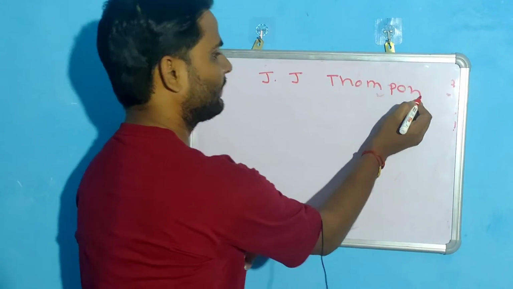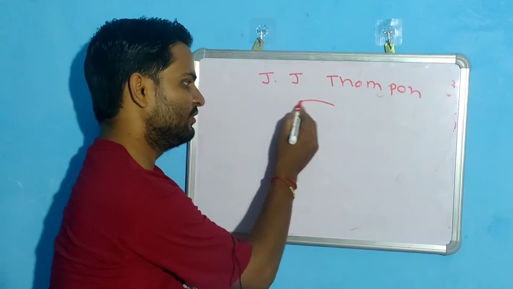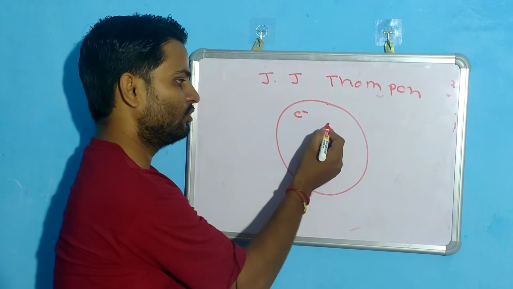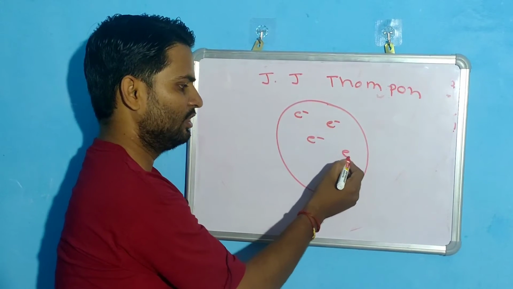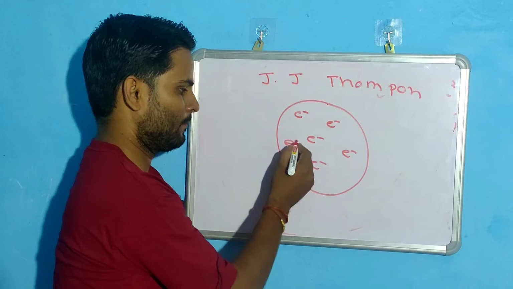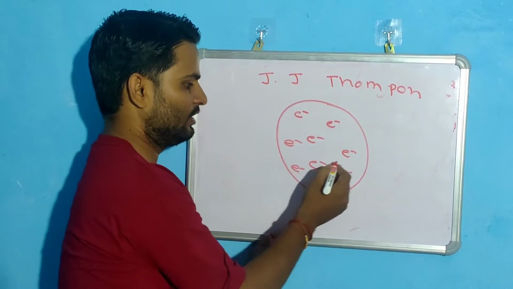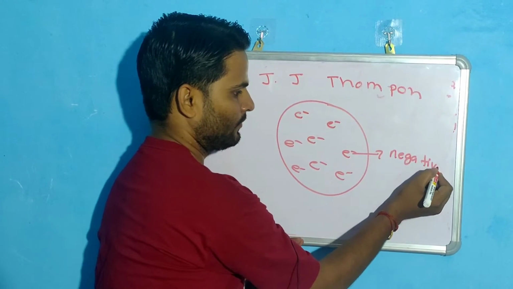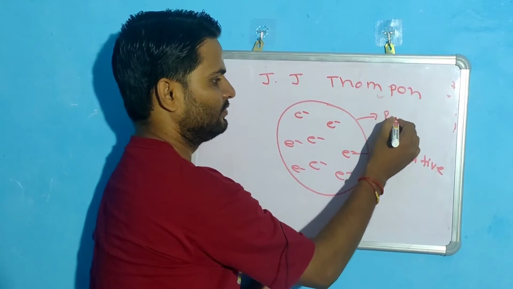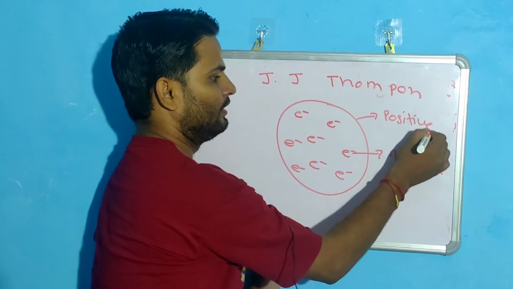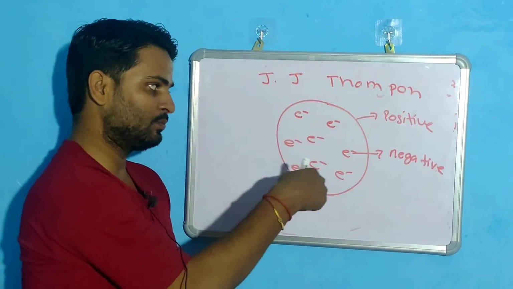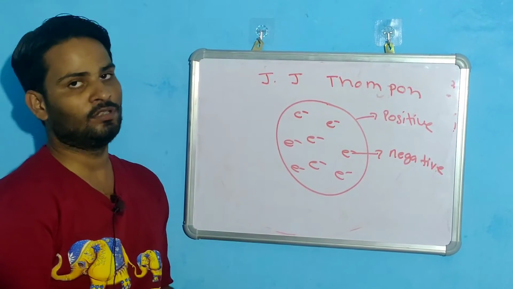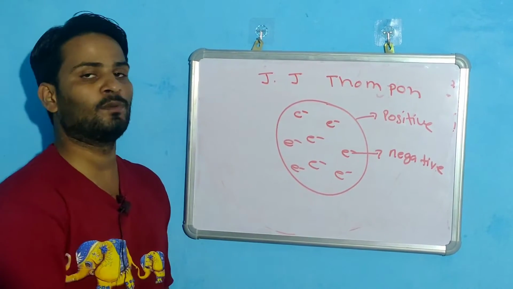J.J. Thomson said that an atom is a positive sphere in which electrons are spread. The electrons are negatively charged and the sphere is positively charged. He said that the magnitude of the positive sphere and the electrons are equal, so that makes an atom electrically neutral.